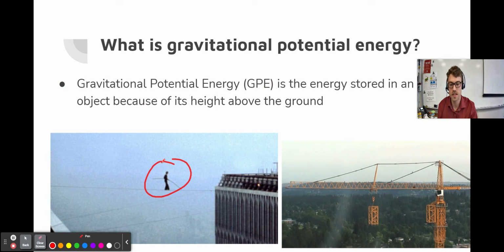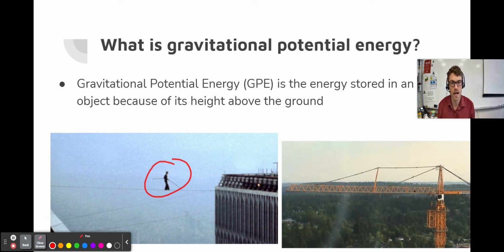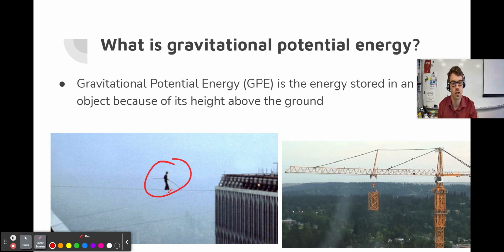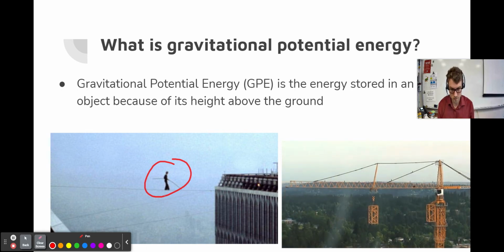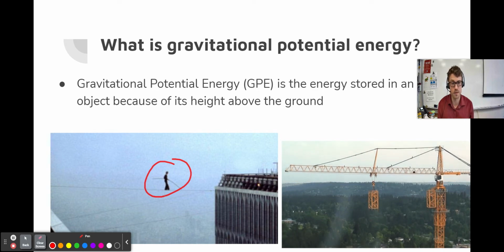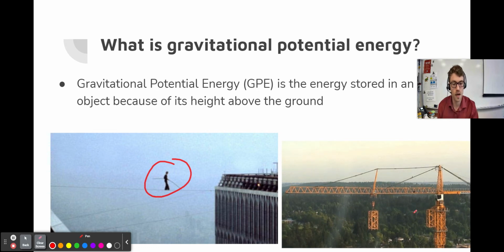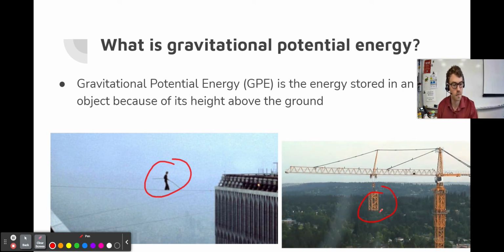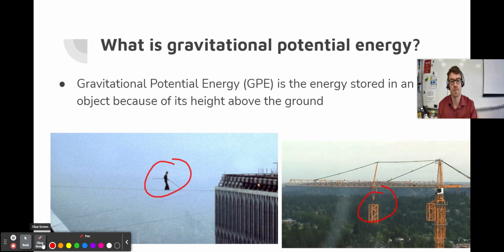Here we've got a real person who actually tightroped between two skyscrapers, thousands of feet above the ground. This would definitely be a lot of gravitational potential energy, because if they fall, they are definitely going to be experiencing some acceleration. Some work is definitely going to be done on them. We also have cranes. Cranes are lifting things above the ground, and so this piece has a lot of gravitational potential energy because it is way above the ground.